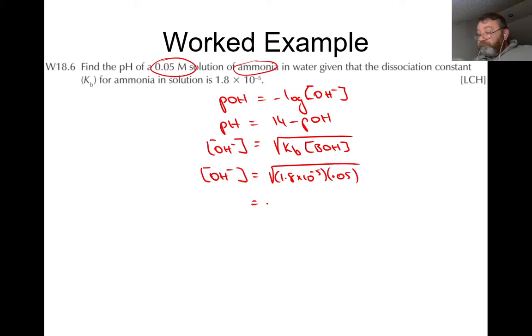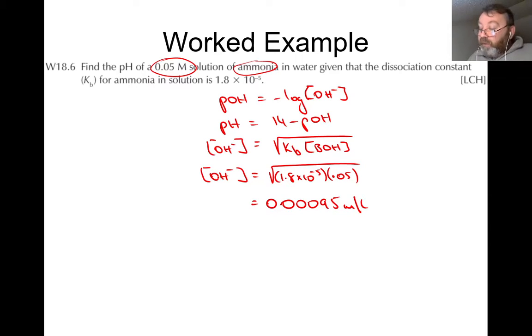And again, on your calculator, go back and put in your square root of 1.8 by 10 to the minus 5 and close the bracket. Then open another bracket, 0.05, close that one. And the answer there, and again it's very, very small, as you would expect because they're weak, 0.00095 moles per litre. Okay, so that's the OH minus.